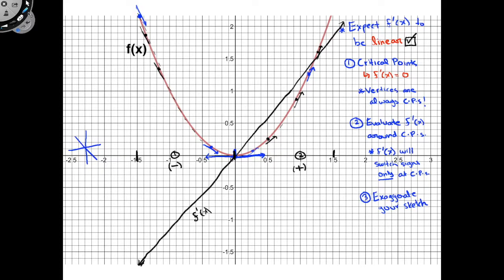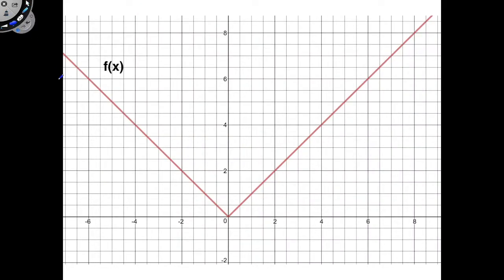Okay, so those are the main steps that we need to use to solve this problem, and now let's tackle some more complicated ones. So here's one that you should know. It's not as difficult, but it's something that you really should know. Here's what looks like an absolute value function. So again, we'll take our same steps. First thing we do is we find our critical points.